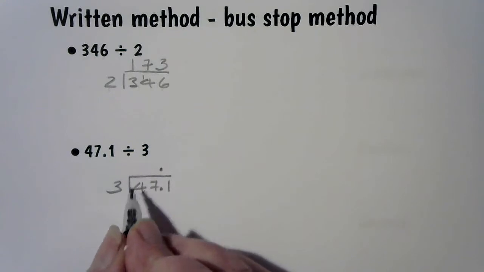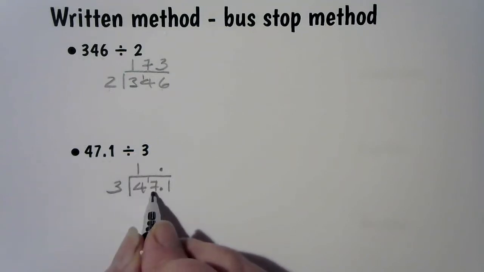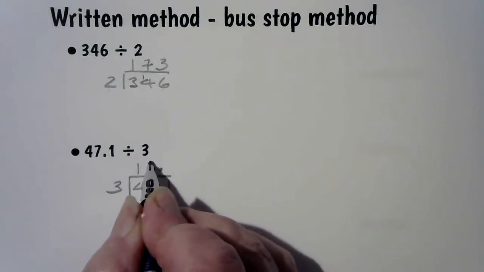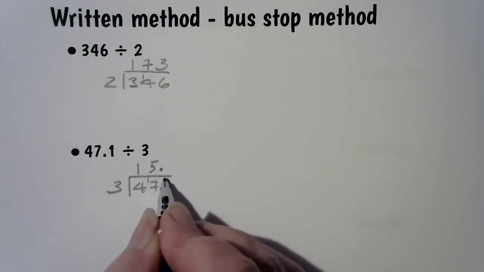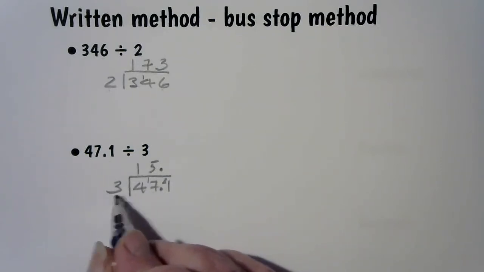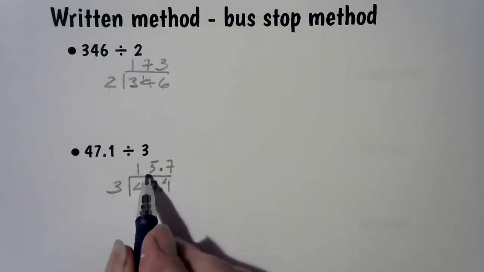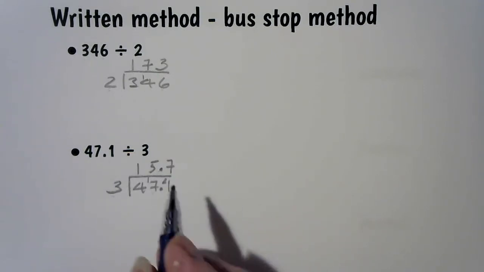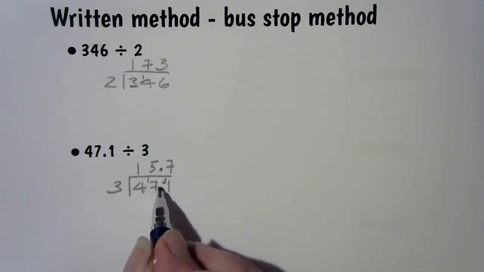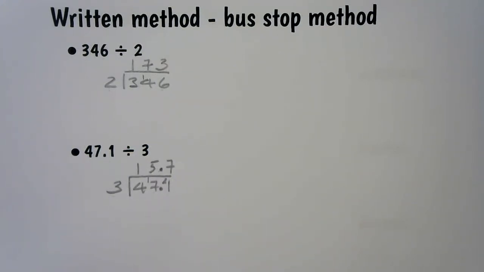Now 3 into 4 goes one time, 1 left over. So I read this as 3 into 17. Well, it goes 5 times. That's 15, so I've got a remainder of 2. So I put that up there. So now I read this as 21. 3 into 21 goes 7. So there's my answer, 15.7. So just to remind you, if you've got a decimal point in the dividend, just take it straight up and that'll put it in the right place automatically.